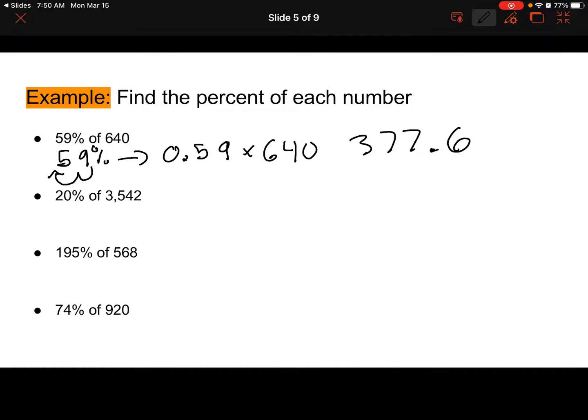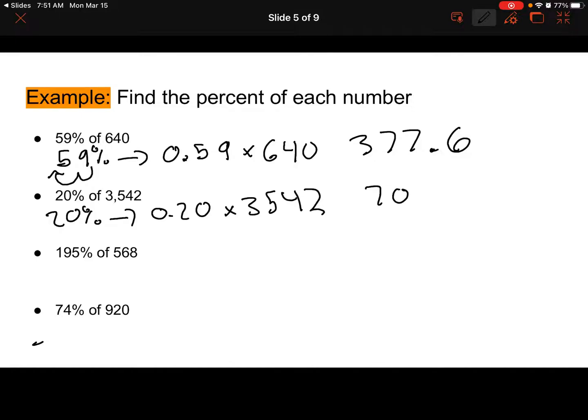Let's go into our next one here, 20% of 3,542. So again, we need to go from 20% to 0.20, and then we need to multiply that by 3,542. All right, so 0.2 times 3,542 would be equal to 708.4. And again, this makes sense because this appears to be 1/5 of 3,542.